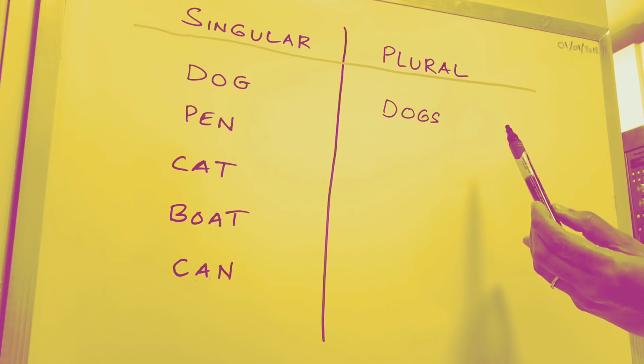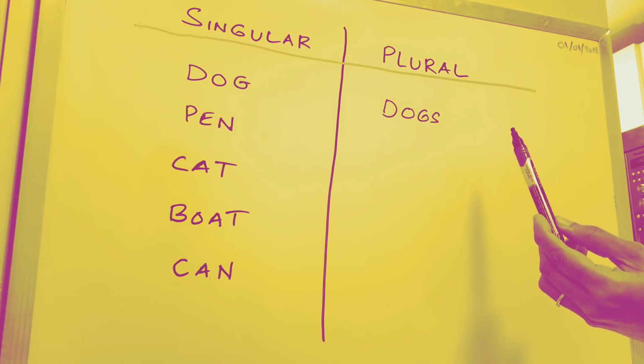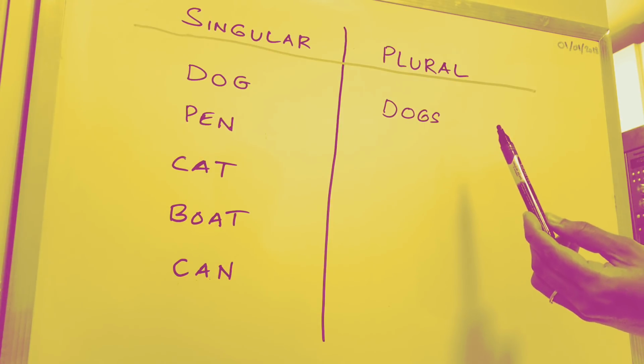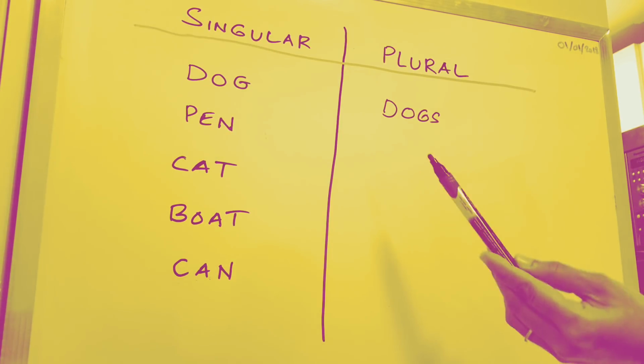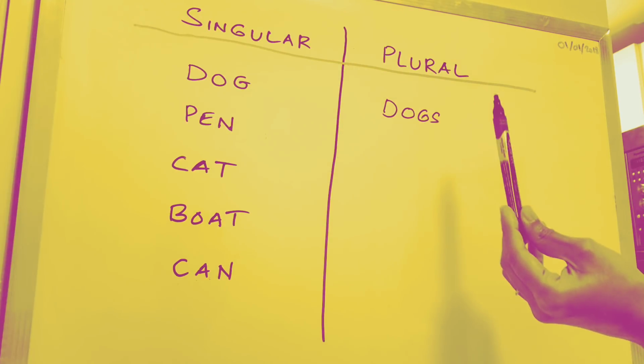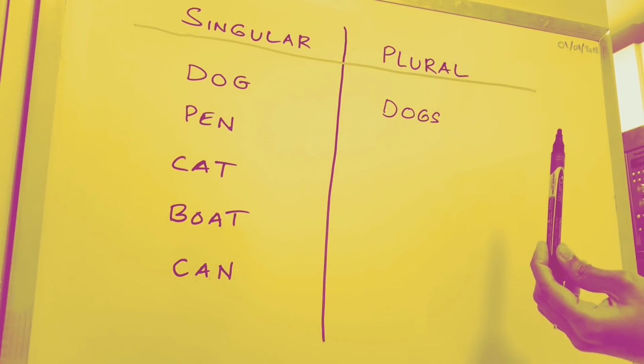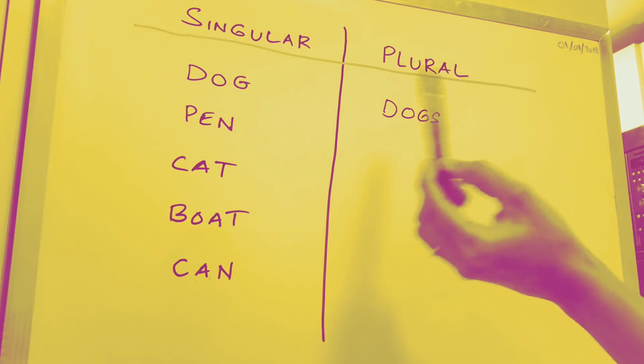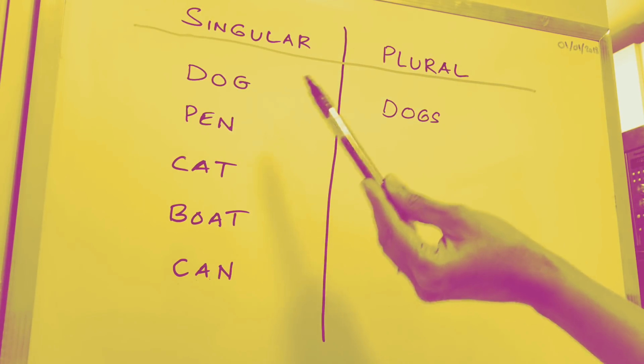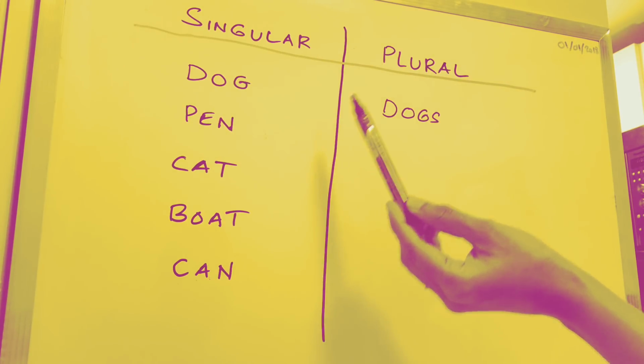There are some exceptions which we'll go into in a little bit, but this is the basic way you would use singular and plural when you are talking about one specific thing or more than one.